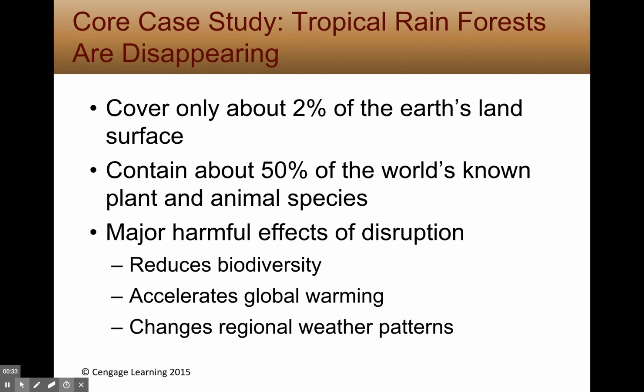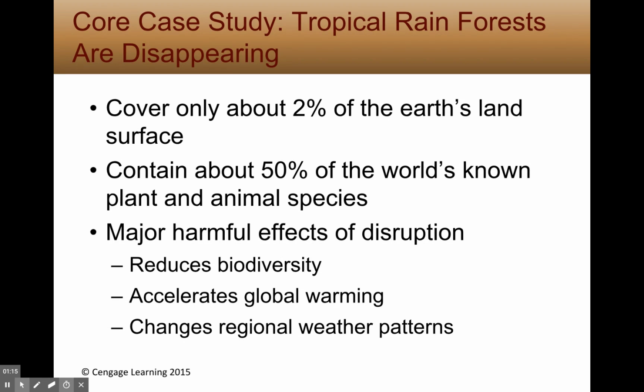So, at the beginning of the chapter, there was a case study that talked about tropical rainforests and how they're disappearing through deforestation. So they're breaking them down, clear cutting them so they can put in some farmland. And what we're finding is that even though the tropical rainforests cover about 2% of the Earth's land surface, it actually contains about 50% of the world's known plant and animal species. And today, over half of that has been destroyed, and they expect the rest of it to be gone by the end of the century.